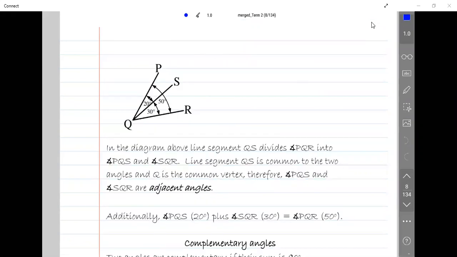So in the diagram above, the line segment QS divides angle PQR into angle PQS and angle SQR. So line segment QS is common to the two angles and Q is the common vertex. Therefore, angle PQS and angle SQR are adjacent angles.